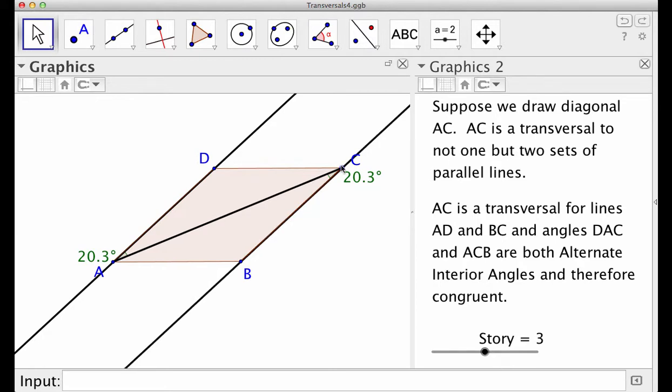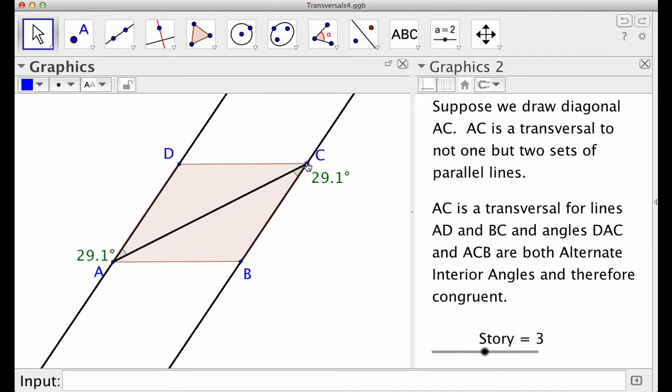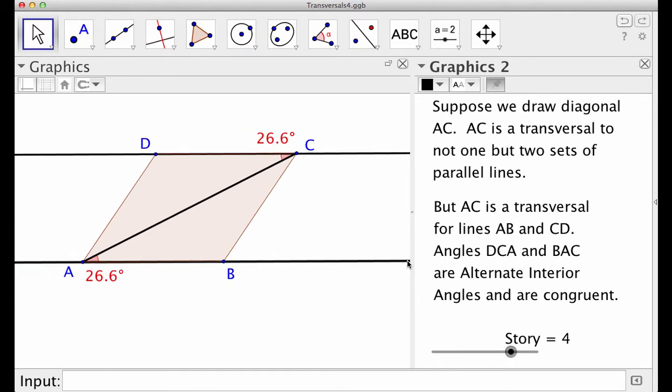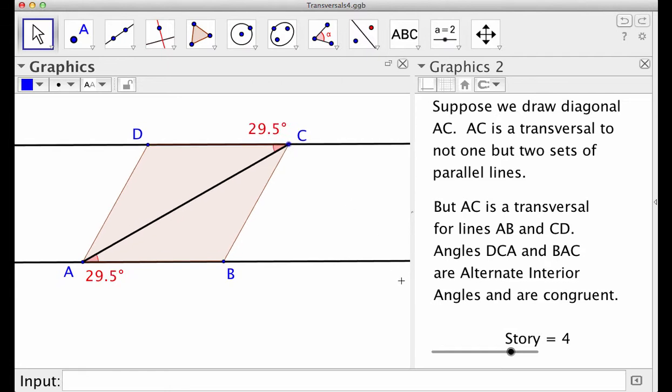And this remains true even as we change what this parallelogram looks like. But those two angles remain congruent because they're alternate interior angles. Well, we also know that it is a transversal for lines CD and AB. And again, we have two alternate interior angles. We have DCA and CAB, shown in red here. So those two angles also have to be congruent to each other even as we change the parallelogram.